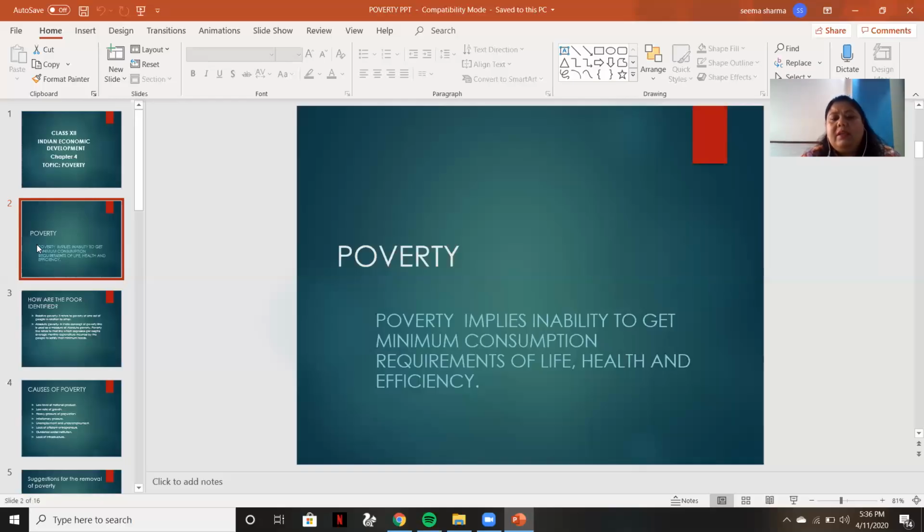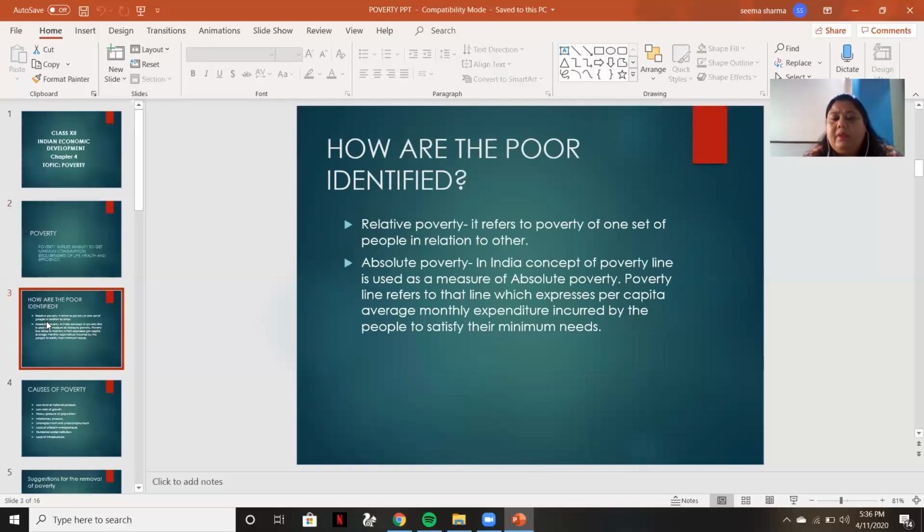Now, the question is, how do we identify that a person is poor? So, how are the poor identified? In simple words, there are two types of poverty, we can say. Poverty is of many types, but what we have in our syllabus is basically two types of poverty, that is relative poverty and absolute poverty. Now, what do you mean by the word relative and what do you mean by the word absolute? Absolute means completely, and relative means in relation to something.